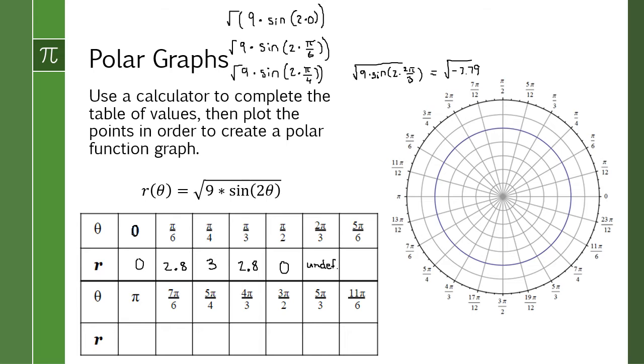And the square roots of negative numbers are undefined, so that was going to be something imaginary. So it is possible here to have values of theta, or angles, for which this function doesn't work at all. Let's see if there are any others here.